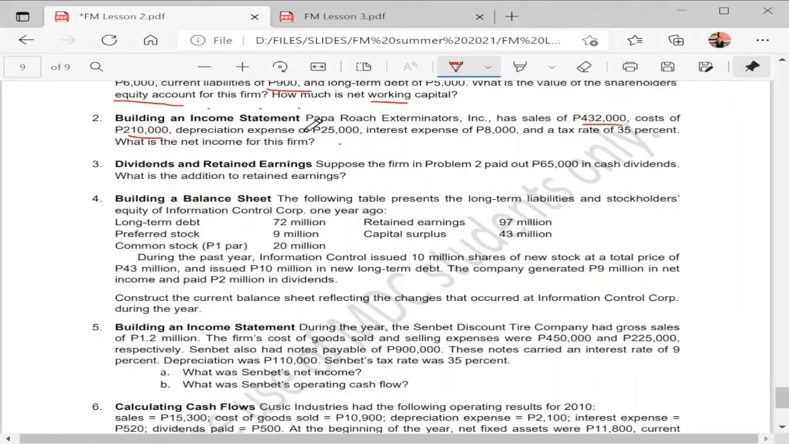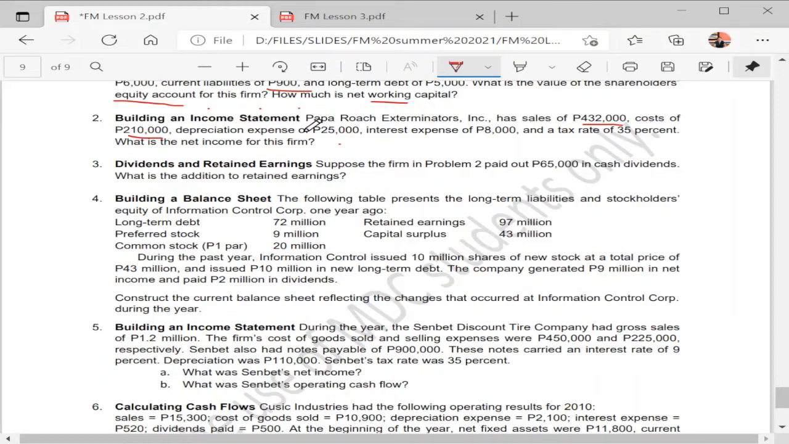Question number 3, what is the addition to retained earnings? Remember, what is our formula for the addition to retained earnings? That is net income minus our dividends. So what is our addition to retained earnings? Previously, we have already solved our net income. So that's 122,850. We deduct our dividends, which is 65,000, given in number 3. So the difference is 57,850. Okay, that's correct.